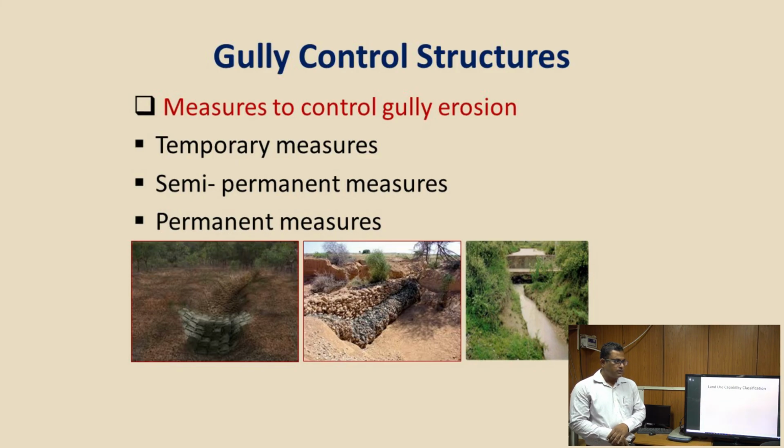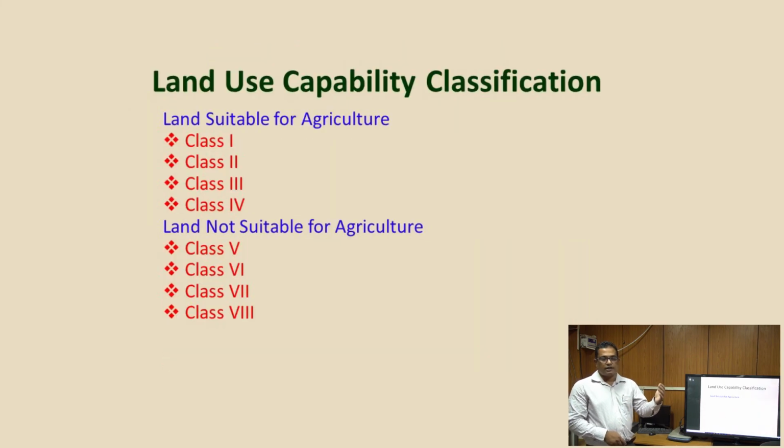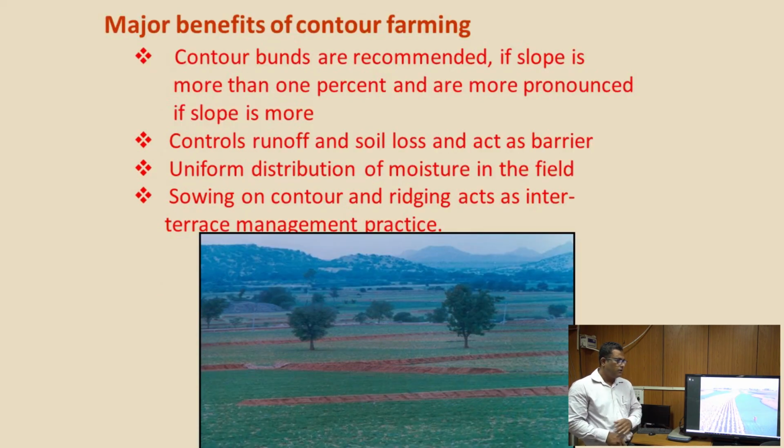So this is all for today. In the next class we will be discussing the land use capability classification, where all these measures will be discussed. According to this classification, there are 8 classes, 4 suitable for agriculture and 4 not suitable for agriculture. We will identify which type of control measure is suitable for which type of land, and for non-agricultural situations which is more suitable. I am showing some pictures about vegetative, agronomic as well as mechanical control.